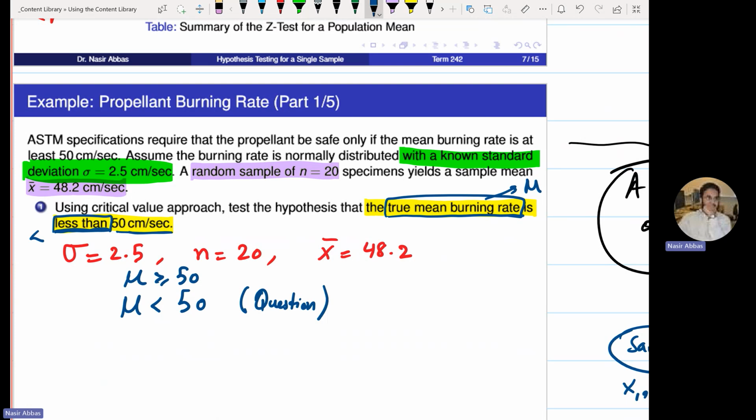We have two hypotheses. One of them becomes H naught. One of them becomes H1. Which one becomes H naught with the equal sign? Which one becomes H1? The one without equal sign. So the one with equal sign becomes H naught, the null hypothesis, and the one without equal sign becomes H1.